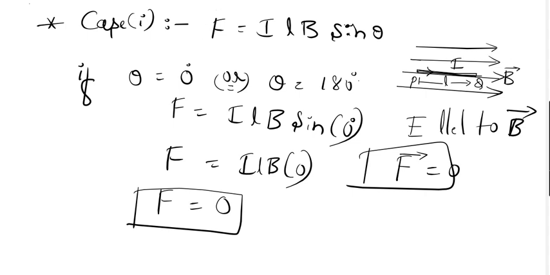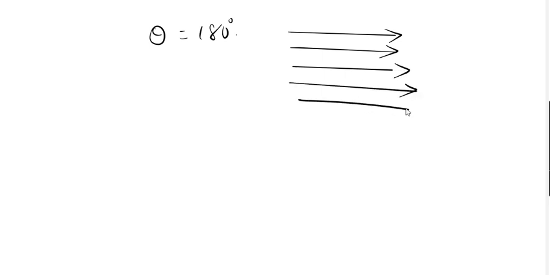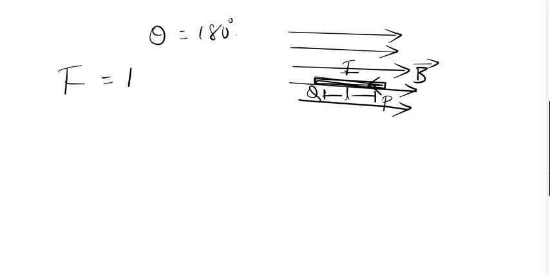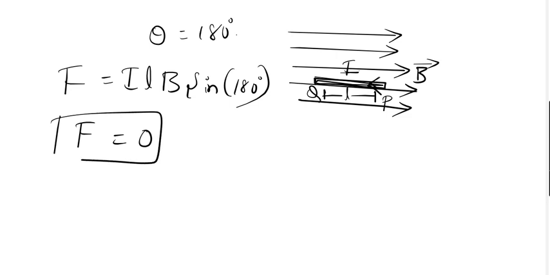Now suppose you consider theta equal to 180 degrees, that is anti-parallel, with the magnetic field in this direction. Suppose this is a wire, with P and Q as its ends, having the same length. The direction of the current is anti-parallel to the direction of the magnetic field. The mechanical force is ILB into sine 180 degrees, and in that condition also the force will become 0 because sine 180 degrees is 0.